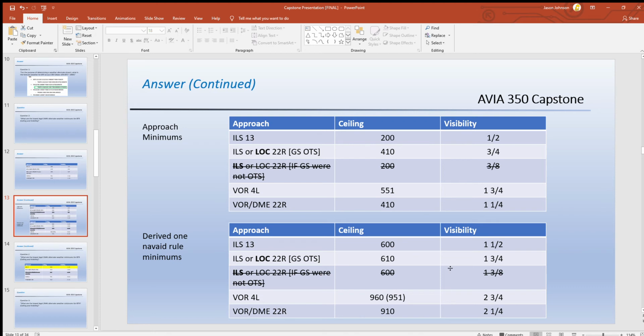So that makes our ILS 600, 1.5. The localizer only 610, 1 3/4. The VOR 4 left, I put 960, 2 3/4. I know in the CRJ, when you're setting your MDA, it only works in increments of 10 feet. So best I recall, if you had an odd altitude like this where it was 951 feet, you had to round up to the nearest 10. So that would make it essentially usable for us, 960 feet, 2 3/4 viz. And then the VOR DME to 22 right, 910, 2 1/4.